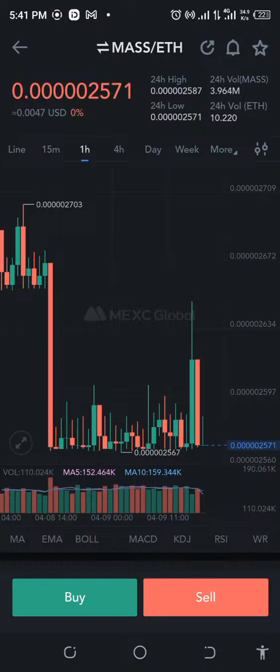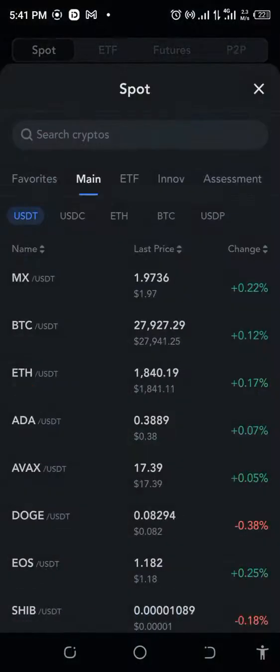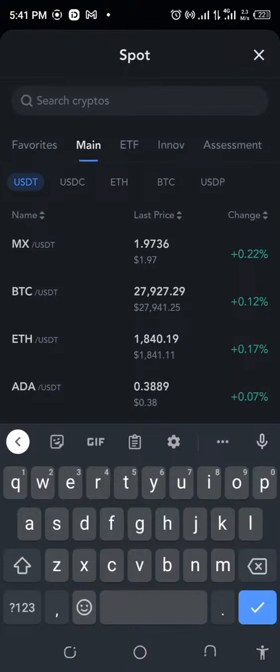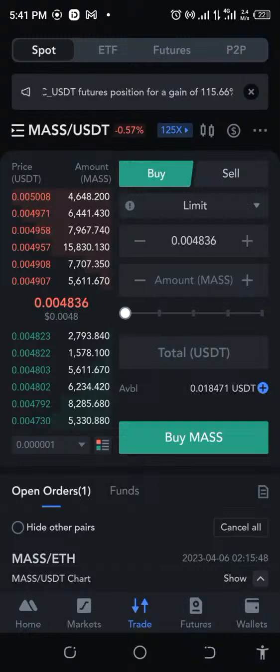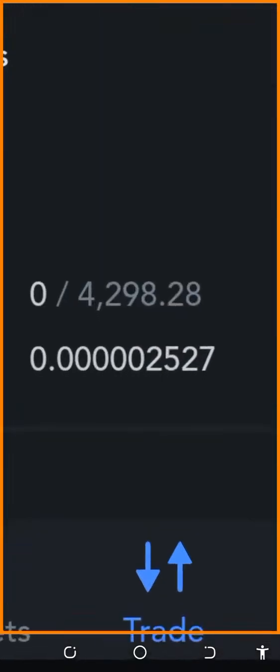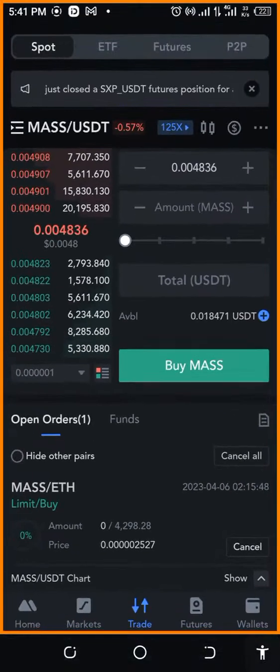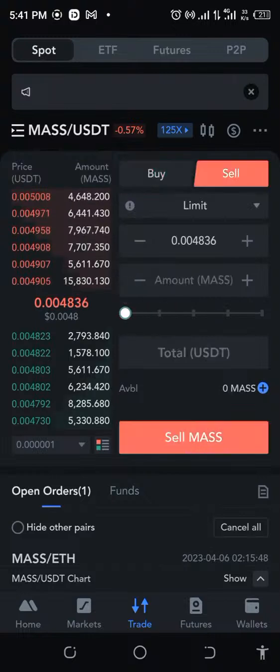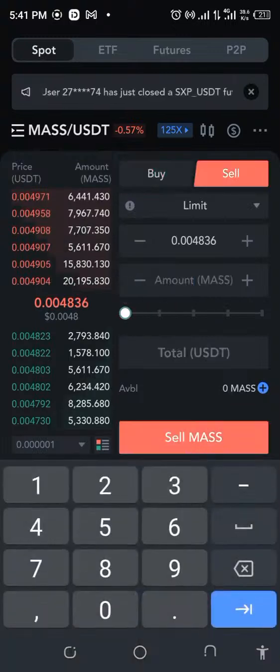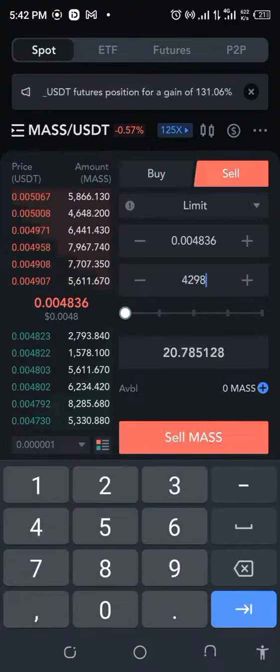And if we're able to get it to 2527, then we can come back to MASS USDT. So let's go to MASS USDT. Then we'll be able to sell. Let me see what will happen. How much do we have? We have 4298. So if I click on sell and put 4298 quantity, okay, I'll still make profit. So that is obviously sure, that I'm going to make profit.